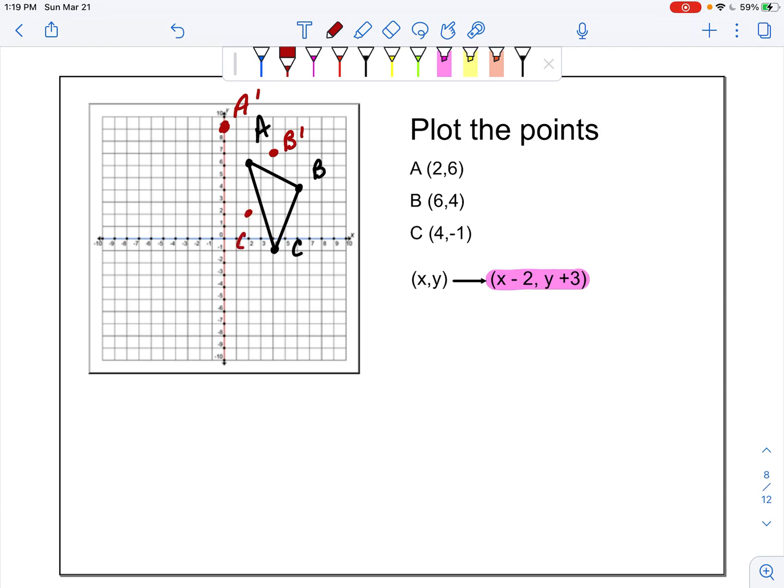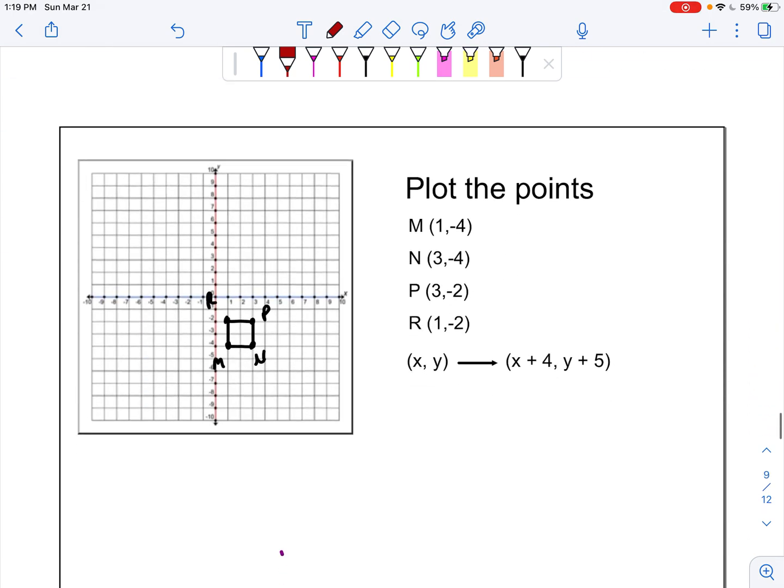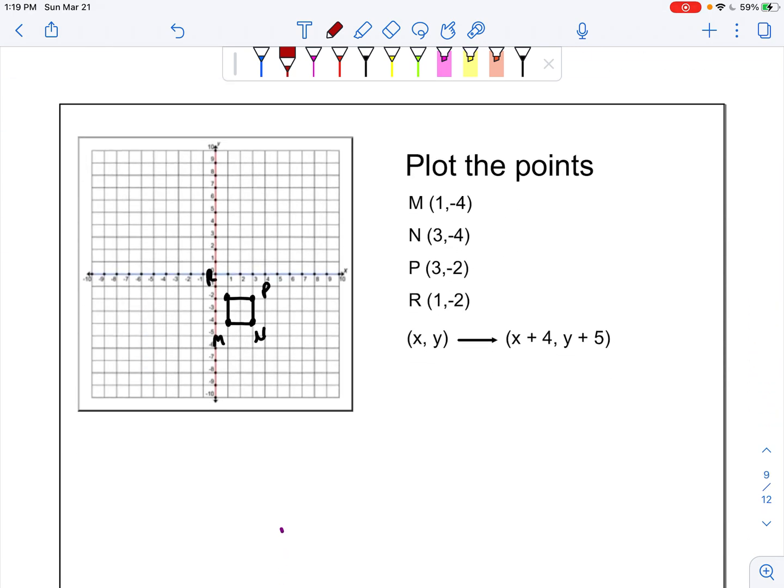And so my C prime is going to end up right here. So I'm just moving them along the coordinate plane and sort of coming up with the new coordinates as I do that. Okay. The next way we're going to do it is we're actually going to do the math. So here you can see I've got my set of directions. Here's my coordinate notation. So it's going to be moving to the right and up.